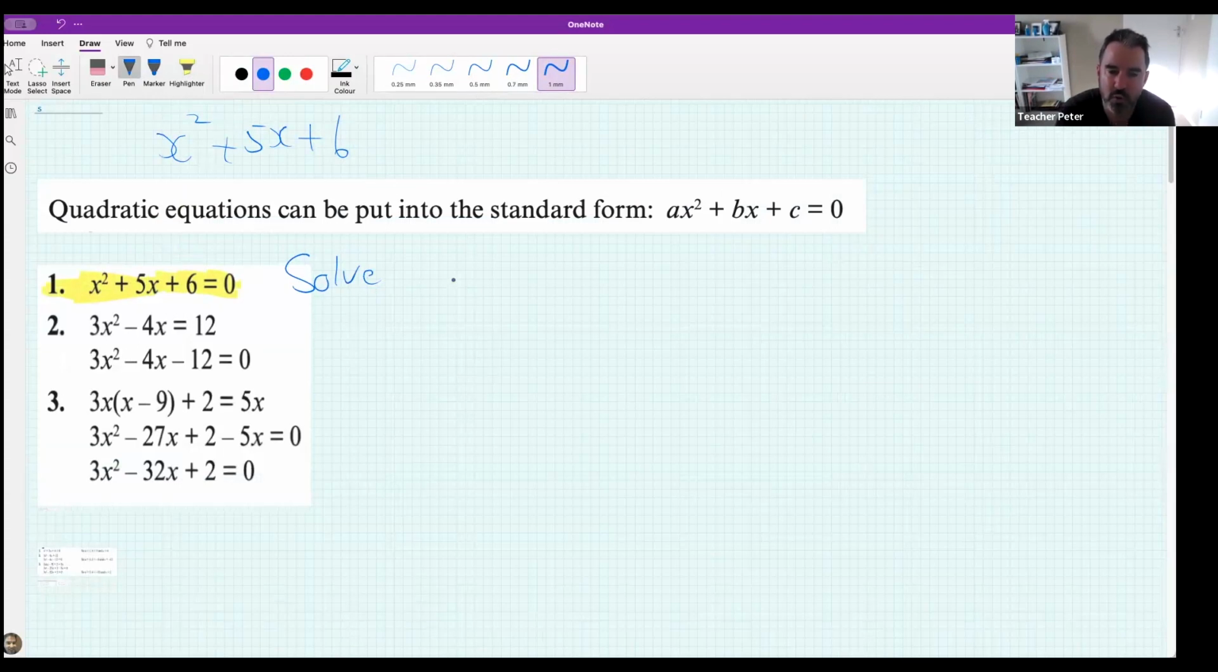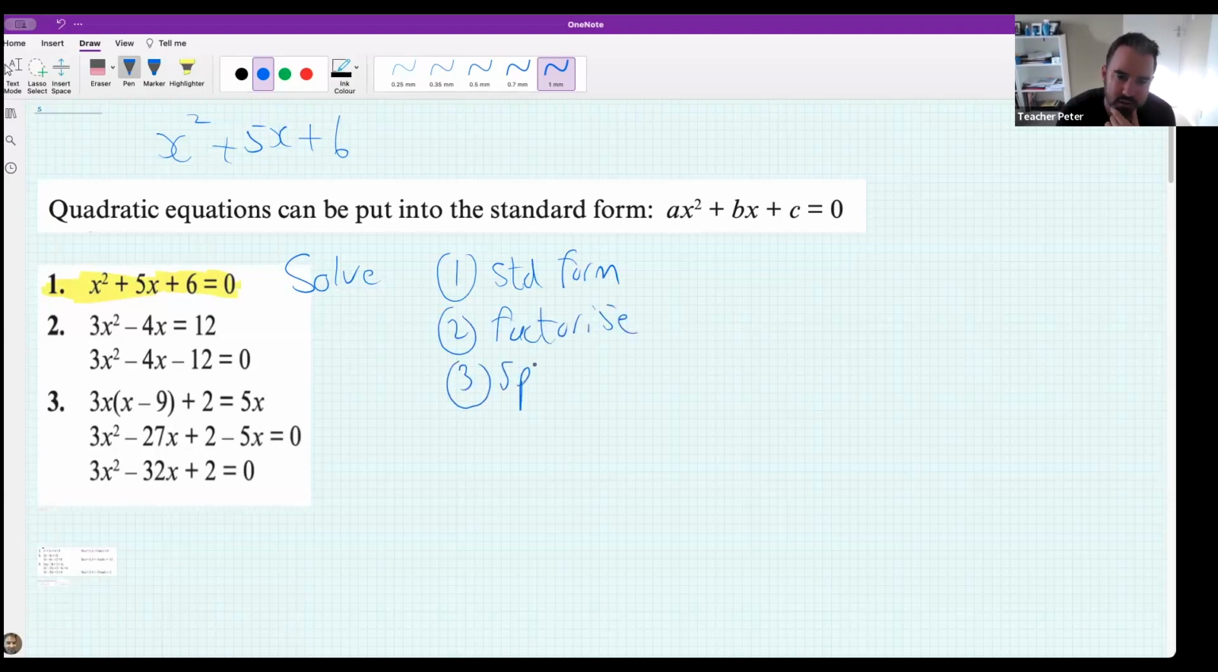Now, whenever you solve a quadratic equation, there's a four-step process that we follow. Step one is put into standard form. Step two is to factorize. Step three is to split. Step four is to solve.